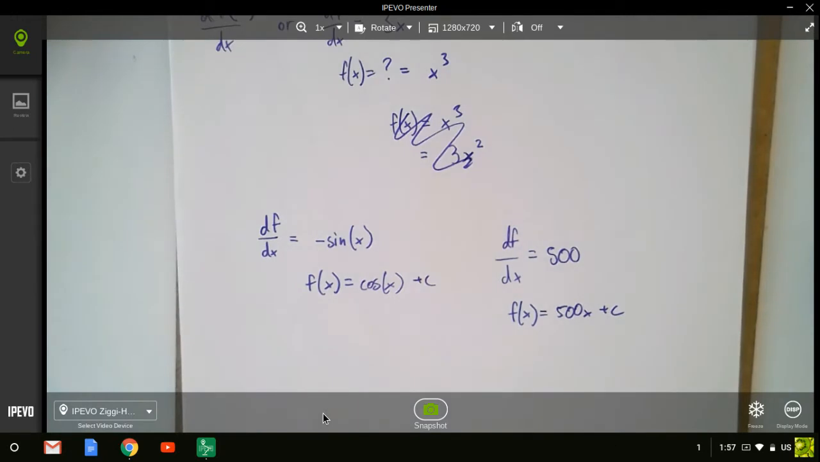Yes? Why would it be plus c? Because c could be like 5, and then in that case it'd be plus 0. That was really good, actually.